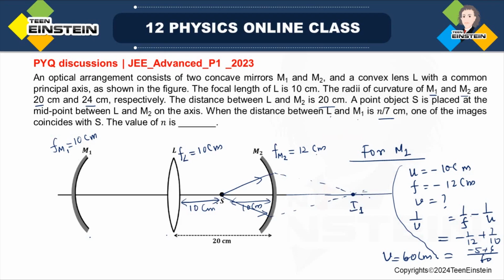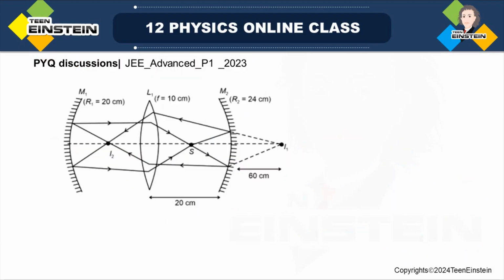Now this image will act as an object for this lens. So see, the object distance will be, now this is 60 centimeter. If I consider the image formation by the lens, now see, the situation is here. The image formed by M2 is at 60 centimeter, and that is the virtual image. Now this image will act as an object for the lens. Now see, these are the rays which are getting refracted, and they will form the final image. I don't know what this distance is. Let us find out what this distance is.